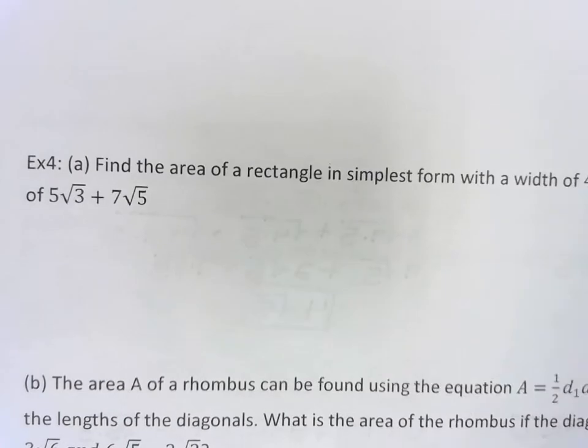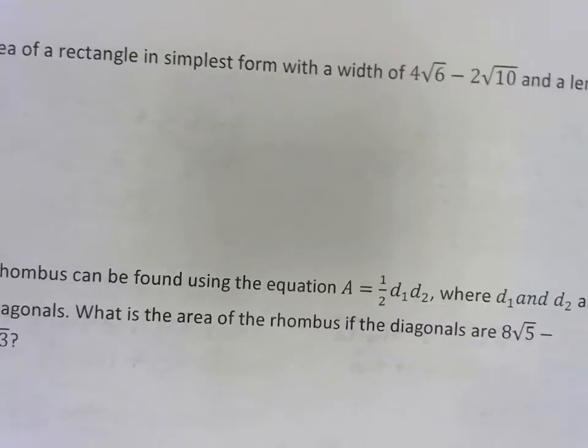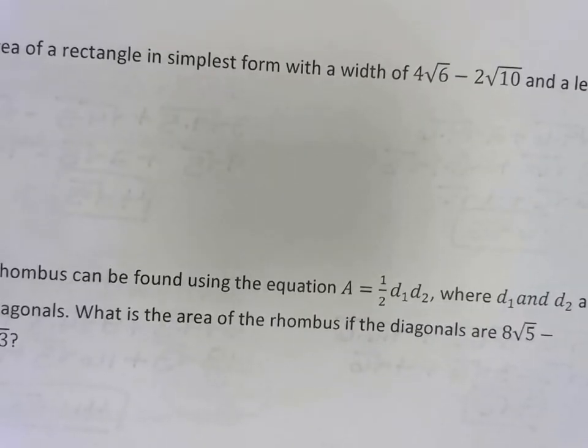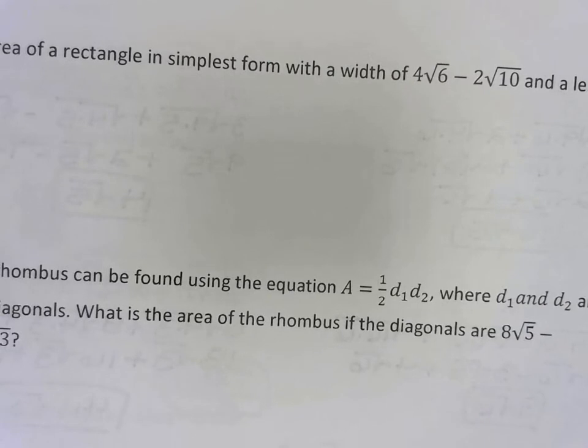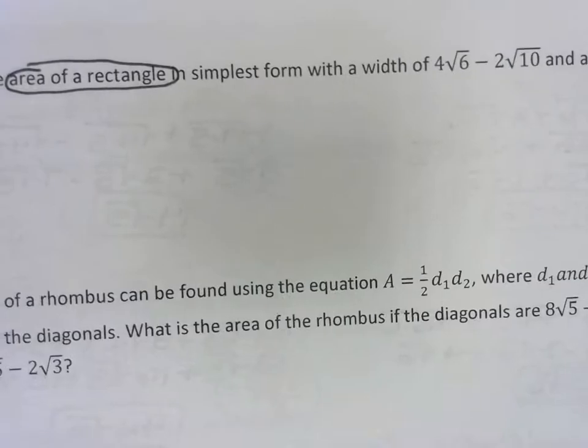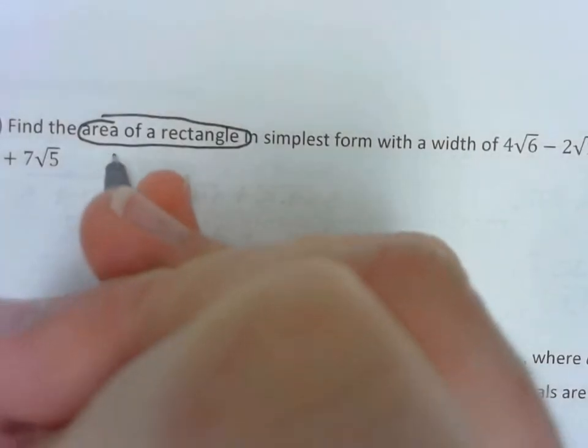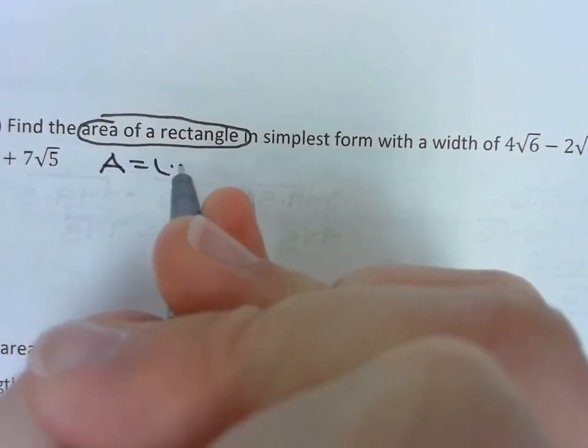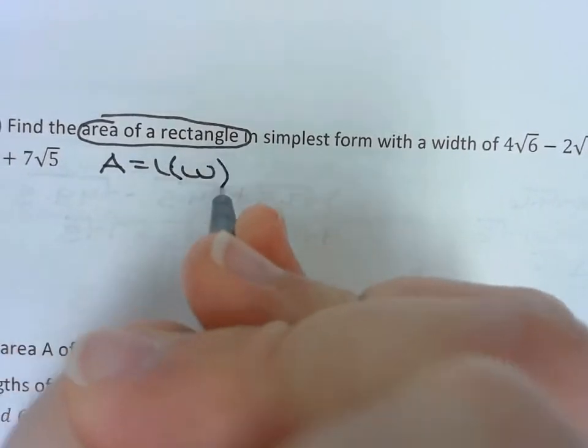Okay, a couple more. Let's look at the next one. Example 4. Find the area of a rectangle in simplest form with a width of 4 square root of 6 minus 2 square root of 10 and a length of 5 square root of 3 plus 7 square root of 5. So as I look at this, I'm looking for the area of a rectangle. So the area formula for a rectangle is length times width. We know that.